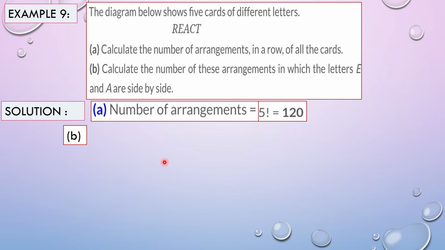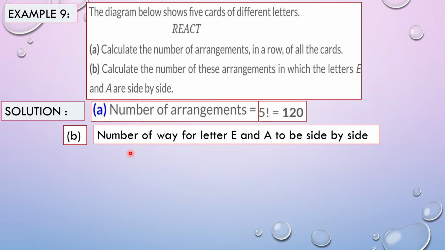Now let's look at B. Calculate the number of arrangements in which the letters E and A are side by side. For question B, you have a condition to follow. We are going to arrange all the 5 letters, but the condition now is that letters E and A have to be side by side. They have to stick together. First, let's see how many arrangements you can make to make sure that the letters E and A are side by side.